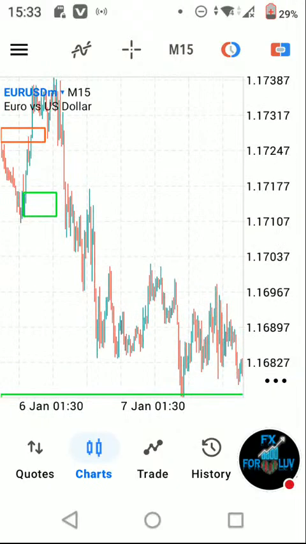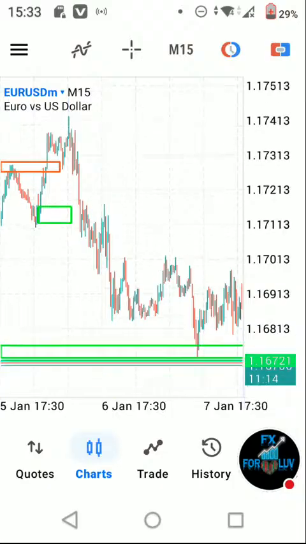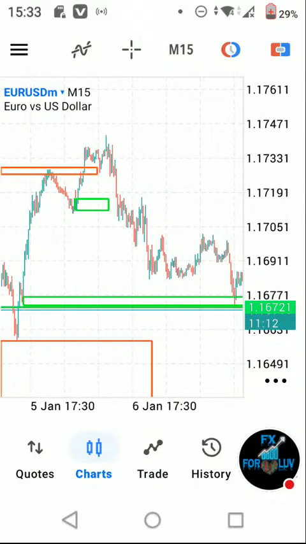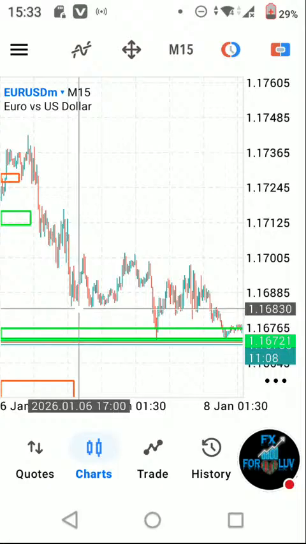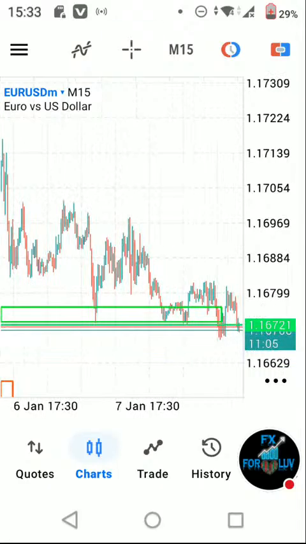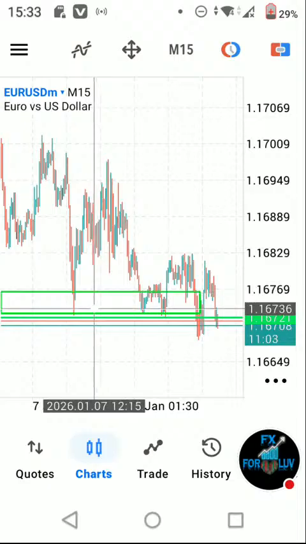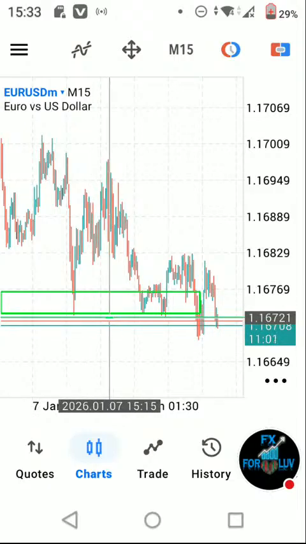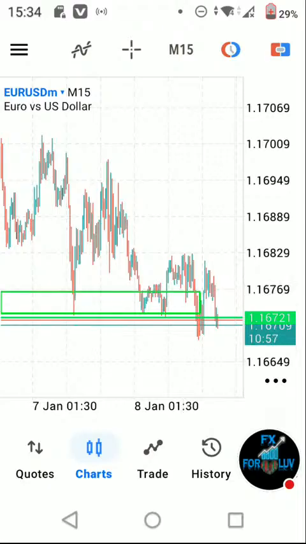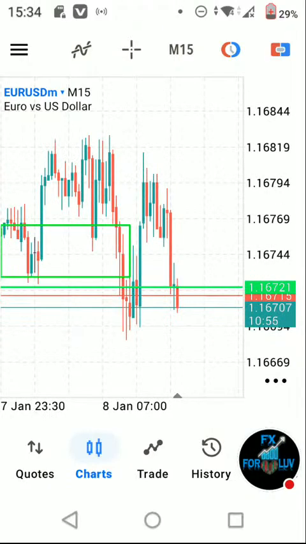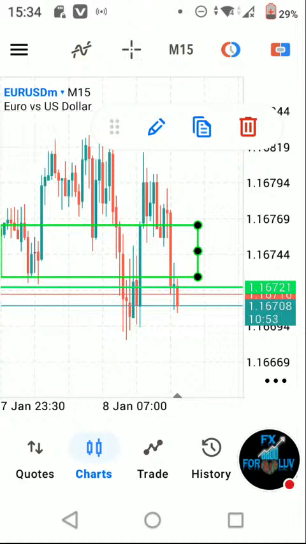Price came and tapped into our flip zone, and when price tapped into our flip zone, it also swept liquidity below this low. And not leaving that, it still went ahead, not to reverse, but to sweep liquidity below this low. So we're waiting to see what exactly price wants to do.